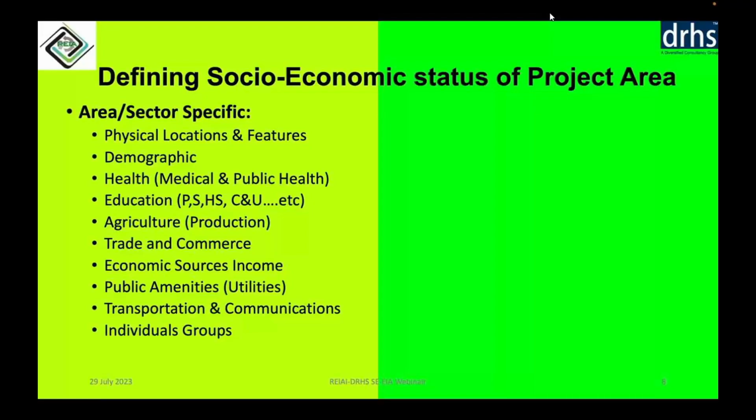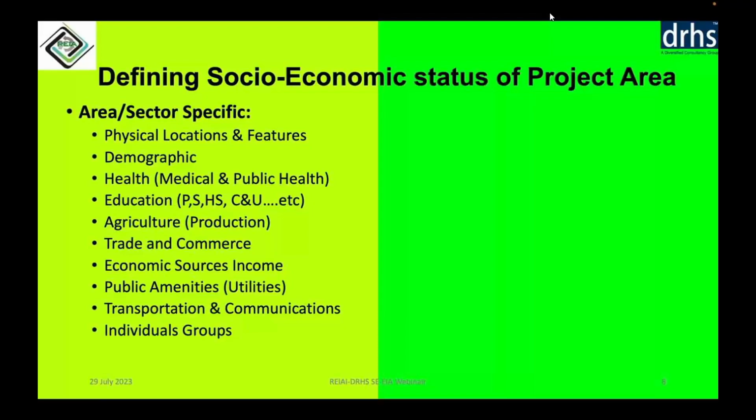So I do a lot of R&D and created this set of data that this much must be the minimum in your report. That is the physical location, demographic, health, education, agriculture, trade and commerce, economic source of income, public amenities, transportation, individual groups. And I will tell you, each and every variable has some significance in EIA. So don't say that you have taken unnecessary.